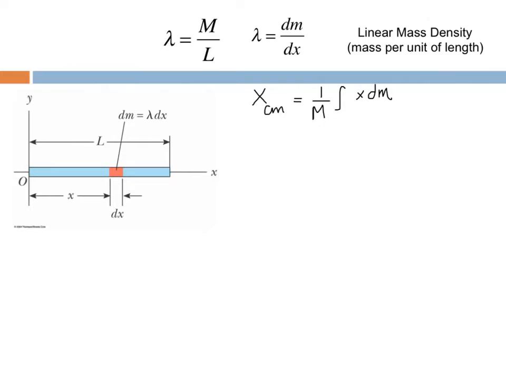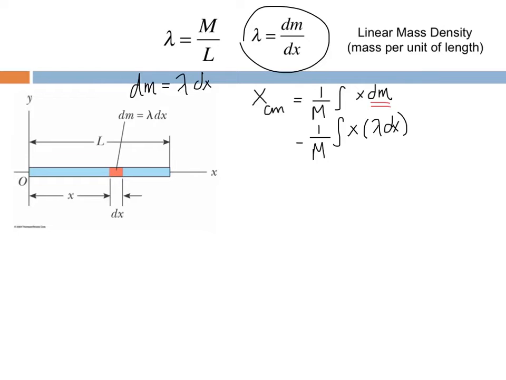So going back to our linear mass density, our small change in m divided by our change in x can be rewritten as a change in mass equal to my linear mass density times my change in x. That means wherever I see a dm, I can replace that with lambda dx. Now I can see that I have both an x and a dx, so I can take the integral of this, and this becomes 1 over m.